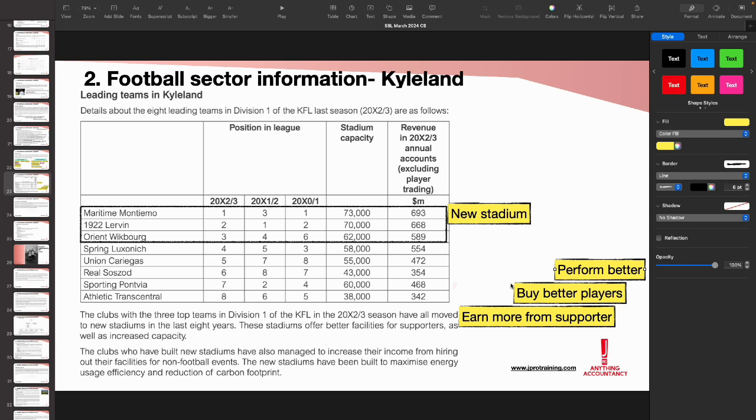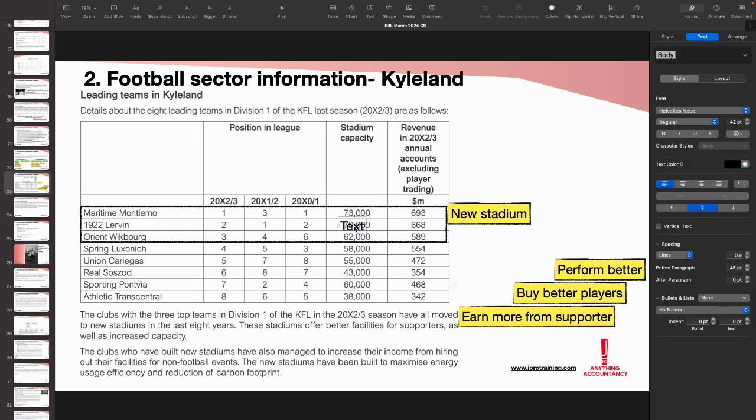Now, the clubs who have built new stadiums have also managed to increase their income from hiring out facilities for non-football clubs. So they earn a lot more. The new stadiums have been built to maximize energy usage efficiency and reduce carbon footprint. Now, all of this indicates that the new stadium is a possible assessment. It's a project that might have to be considered. Remember, this is a project.